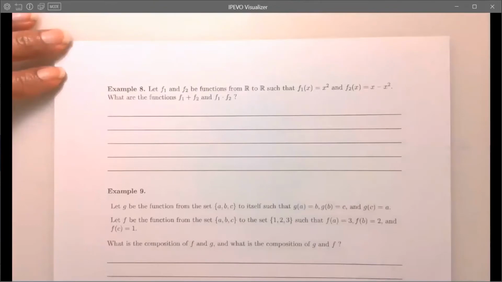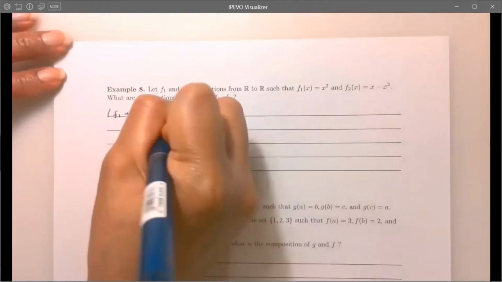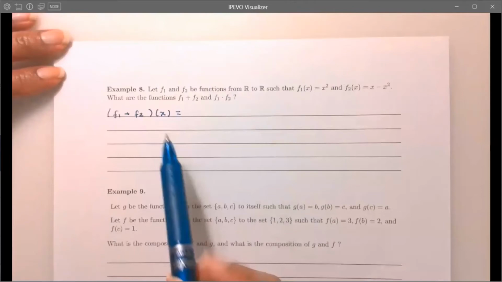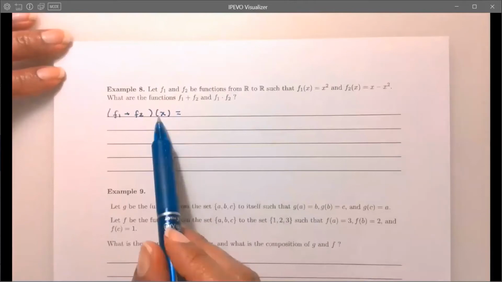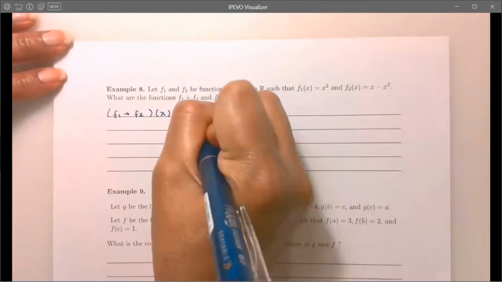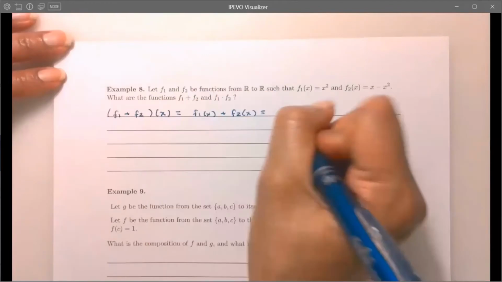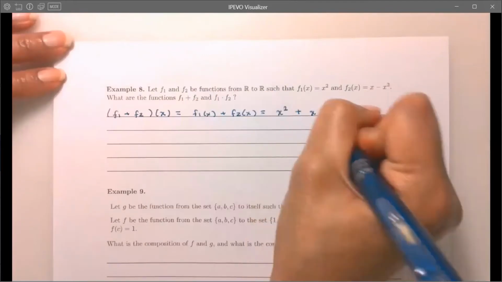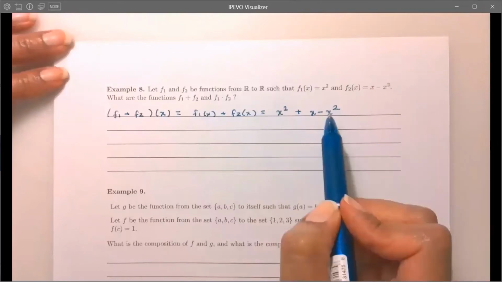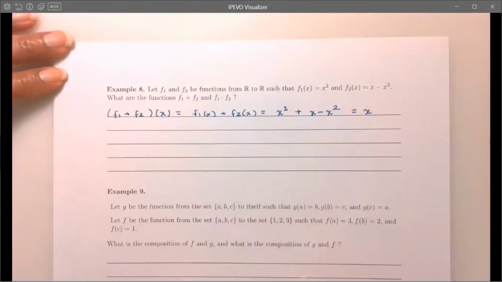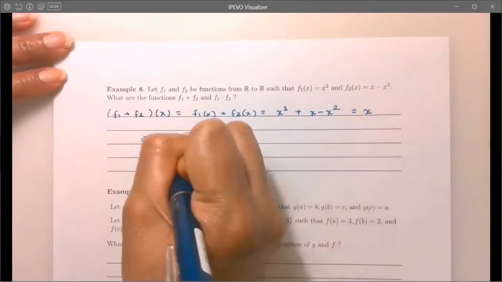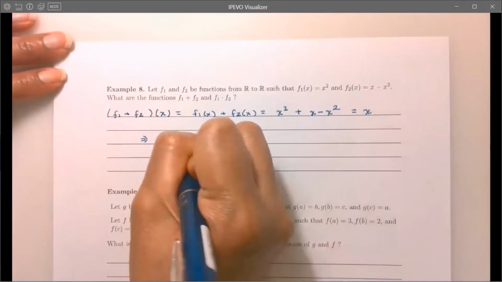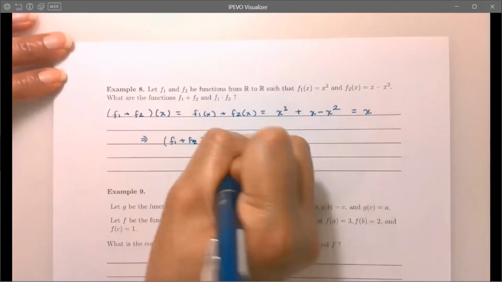Okay, so f1 plus f2, and to be consistent with the notation that we saw in the definition, I'll say of x. That is defined to be f1 of x plus f2 of x. f1 is x squared. f2 is x minus x squared. Then if we simplify, we can combine the like terms, x squared minus x squared. That'll simply give us x. And so finally we can write f1 plus f2 of x is equal to x.